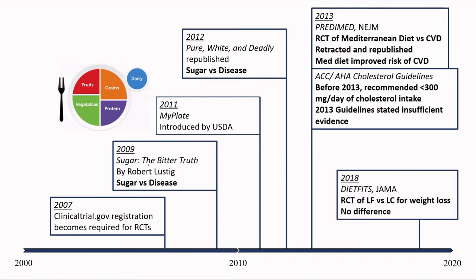Finally, in 2018, Diet Fits was published in JAMA, which was another large dietary randomized controlled trial which demonstrated no difference between the low-fat or low-carb arm for weight loss. However, there were methodological issues for both arms of the study.